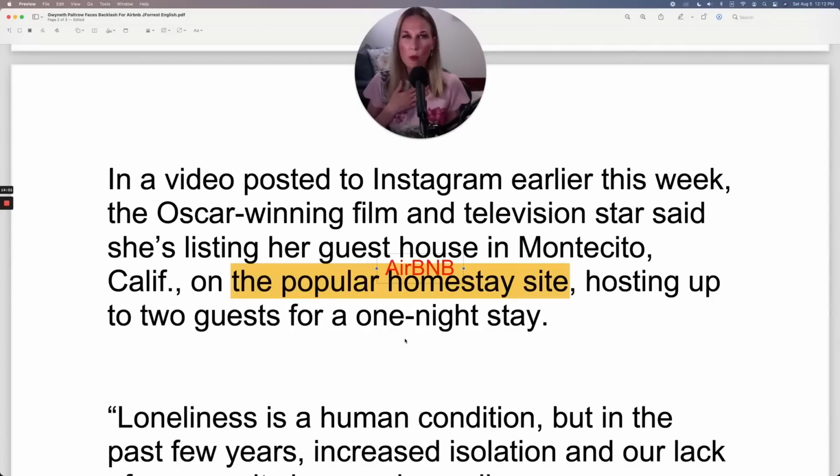I generally don't stay at hotels anymore. I always stay at Airbnbs because I love having a kitchen so I can make my meals, and I find it's just more comfortable. What about you?